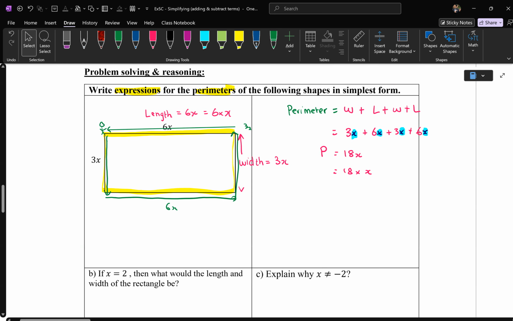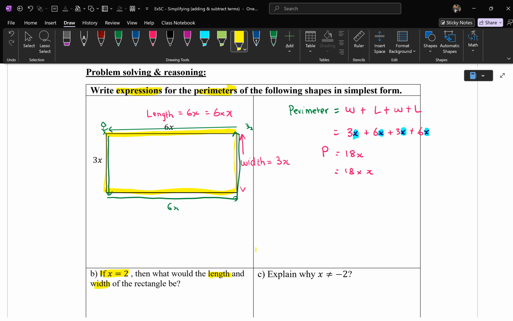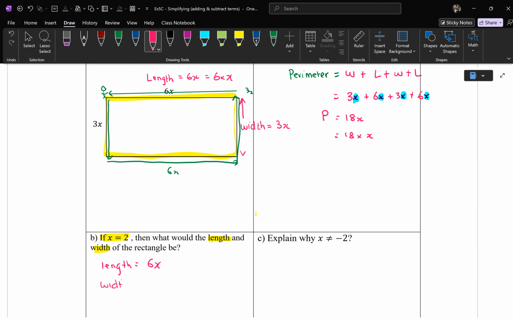That's why in the next part of the question, they say, well, what if x is 2? If x is 2, what would the length and the width of the rectangle be? So if x is 2, so length, we said length was equal to 6x. Width, we said it was equal to 3x. So if x equals 2, what would my length equal to? Can I please have Yu-Chen? If x equals 2 and length is 6x, then what would my length equal to?